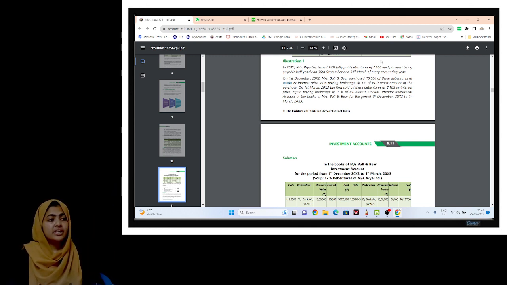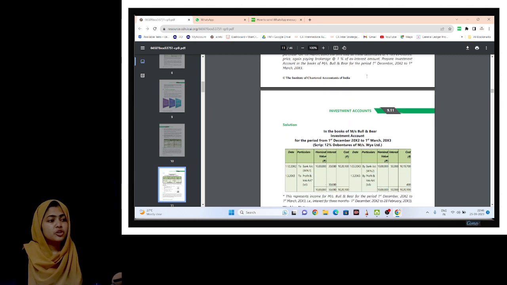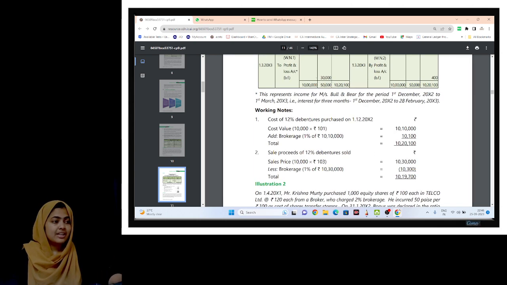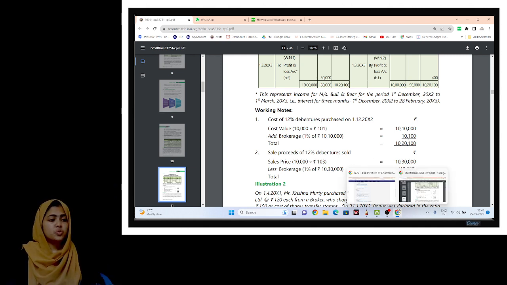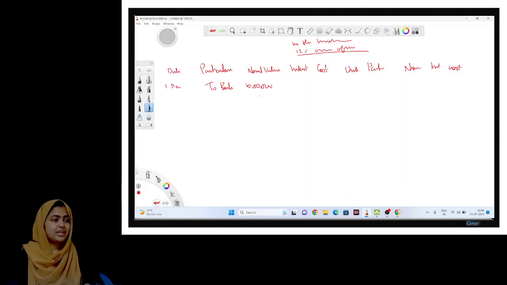Okay. So 101 into 10,000. Now, is that the only cost which is incurred? No, we have also paid 1% brokerage. So 10,000 into 101 is 10 lakh 10,000, and also the brokerage which you paid, 10 lakh 10,000 into 1% will be there. So the total value which you will get is 10 lakh 20,100. Clear? 10 lakh 20,100. And now the most important calculation, interest.